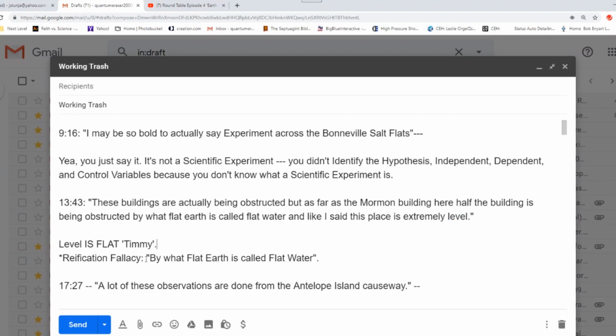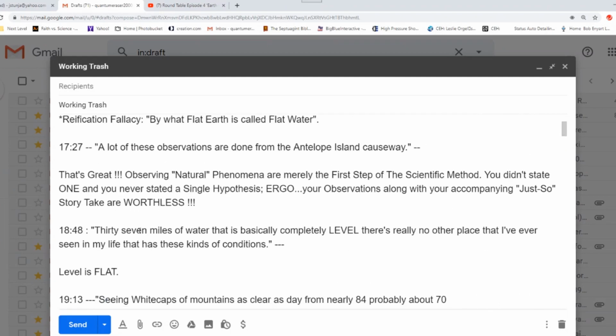Newsflash. Reification fallacy 2, by what flat earth is called flat water. That doesn't, I should have put a non sequitur fallacy. It's 89 fallacies. A lot of these observations are done from the Antelope Island Causeway. That's great. Observing natural phenomena are merely the first step of the scientific method. You didn't state one, and you never stated a single hypothesis in your entire presentation. Ergo, your observations, along with the accompanying just so story, are absolutely worthless.